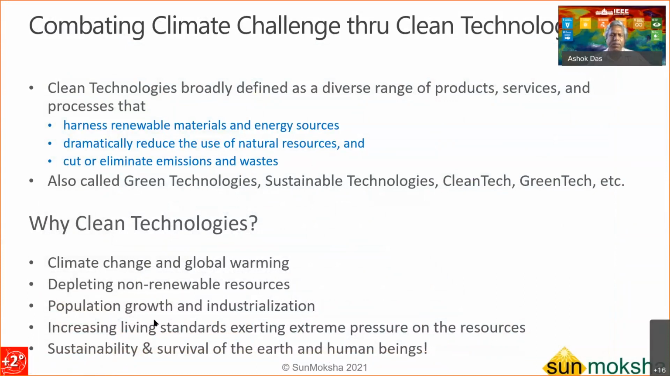And why do we need it? I think by now you all would agree we need to combat climate change and global warming, and depleting non-renewable sources. Population growth is also causing a huge amount of pressure, and increasing living standards are exerting extreme pressure on the resources. And sometimes we say that we are saving the earth, but frankly, we are saving ourselves. Earth has survived many such extinctions, and it will survive, but the earthlings will not be there. So it is a fight for the survival of humanity, not about the earth. So we need to keep that in mind.